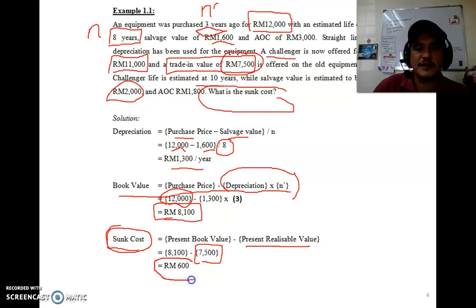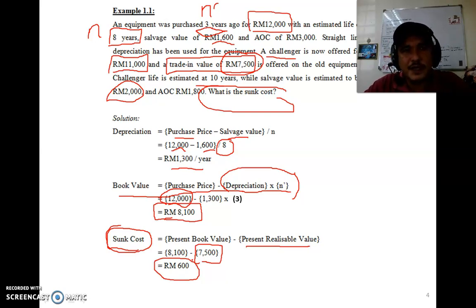What is the meaning of the 600? It means we lose 600 due to the sunk cost, because of the comparison between book value and trade-in value. The book value is 8,100 and the trade-in value is only 7,500. So that means here we lost 600. Okay, so this is the sunk cost.